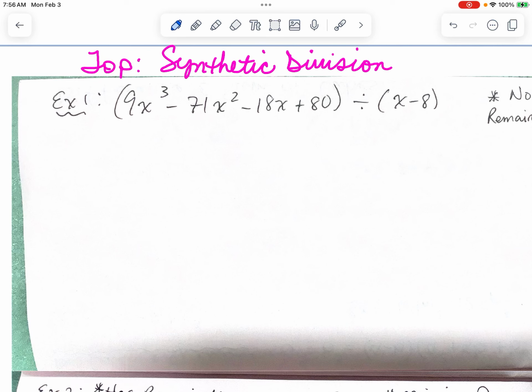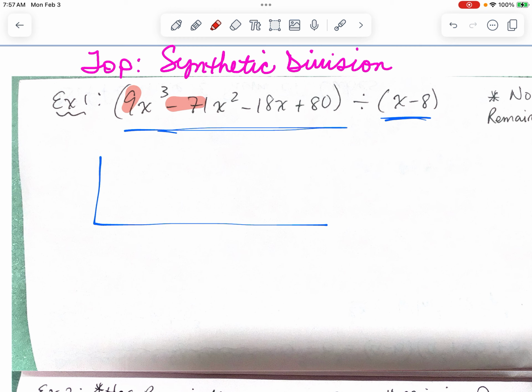Okay, in this video here, I'm going to show you guys how to divide many terms or a polynomial by a binomial. So the first thing you want to do is, I like to call this thing an upside down division box. And then what you do is you take the numbers or the coefficients here and this constant, and you're going to put them inside of the upside down box. So that's with the first set of parentheses here. So we have 9, negative 71, negative 18, and 80.